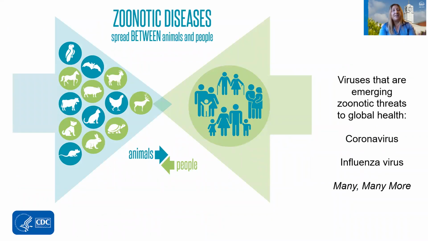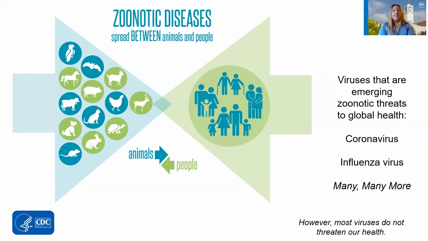Zoonotic diseases are spread between animals and people. This talk will focus on viruses that are emerging zoonotic threats to global health and security. I'll specifically talk about coronavirus and influenza virus, two that you may be familiar with. However, there are many, many more viruses that have zoonotic potential.